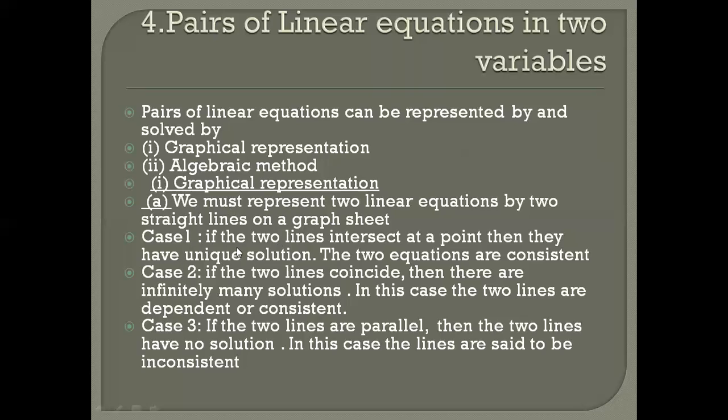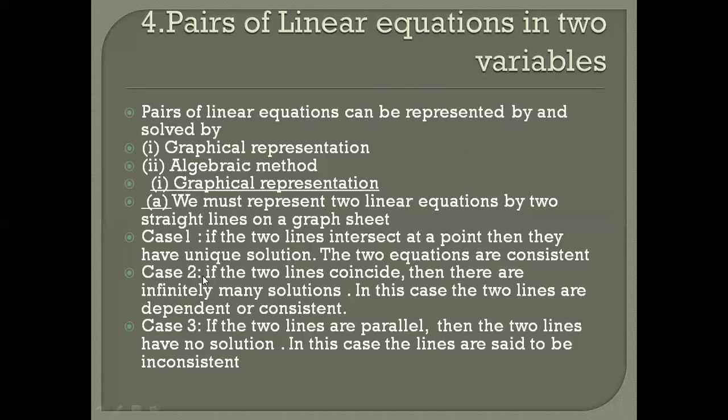The first case: if the two lines intersect at a point, then we say that they are intersecting lines and they have a unique solution. Unique means they have only one solution. Here we say that these two lines are consistent. It means when you plot the two linear equations in two variables on a graph, if you observe that the two lines have a unique solution, then we say that those two lines are consistent lines. They are intersecting lines as well as consistent.